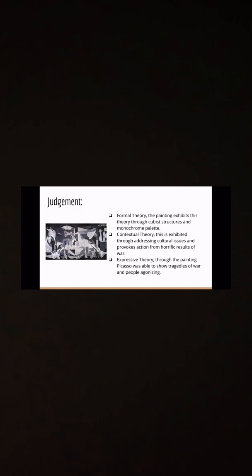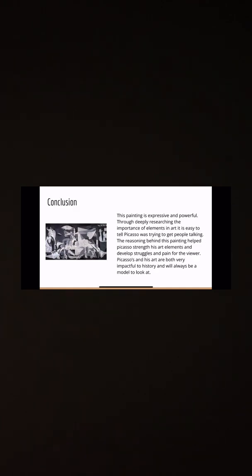Finally, the conclusion. This painting is expressive and powerful. Through deeply researching the importance of elements in art, it is easy to tell Picasso was trying to get people talking. The reasoning behind this painting helped Picasso strengthen his art elements and develop struggles and pain for the viewer. Picasso and his art are both very impactful to history and will always be a model to look at.